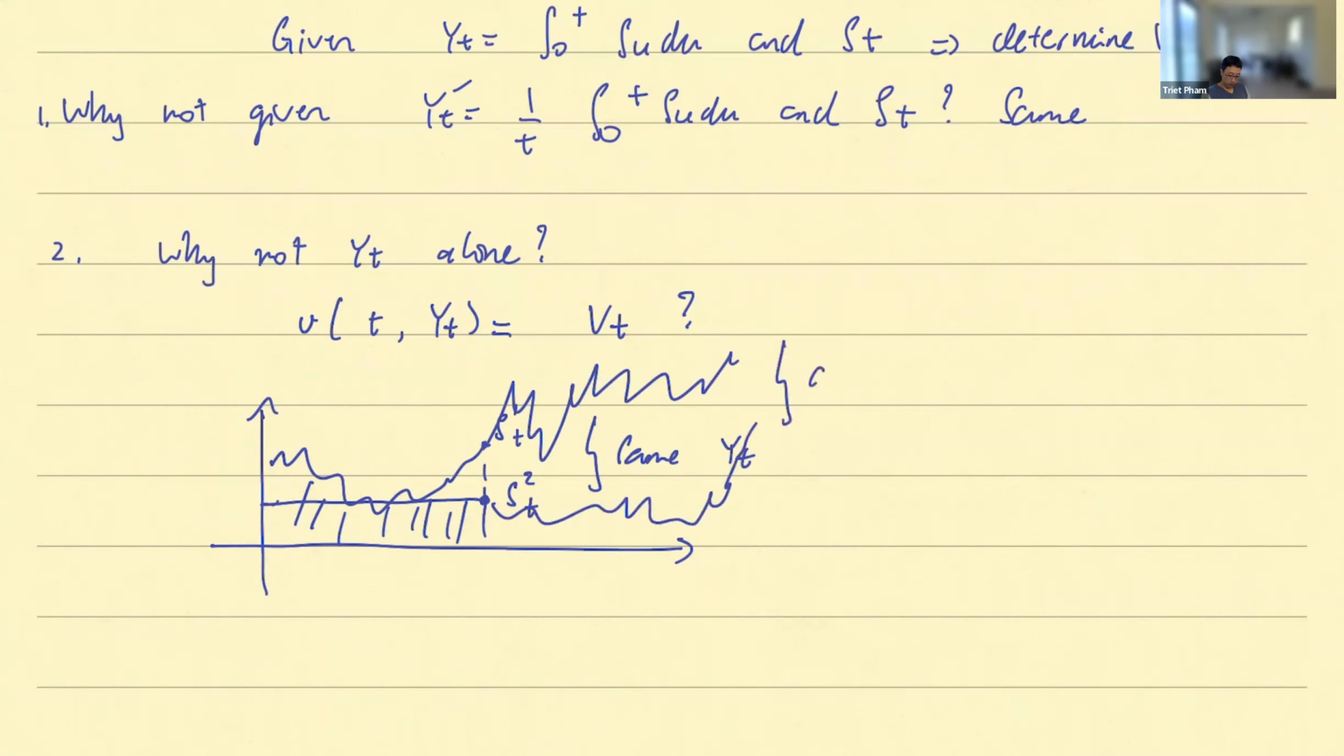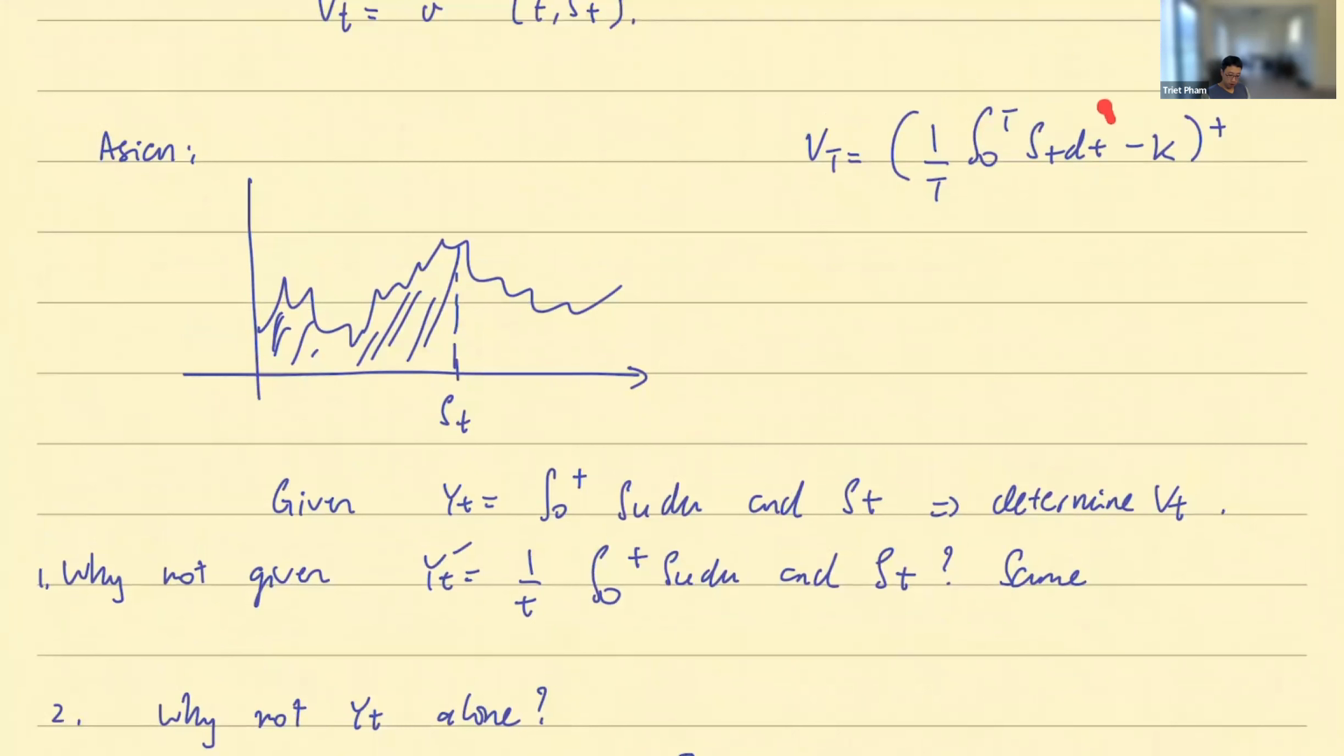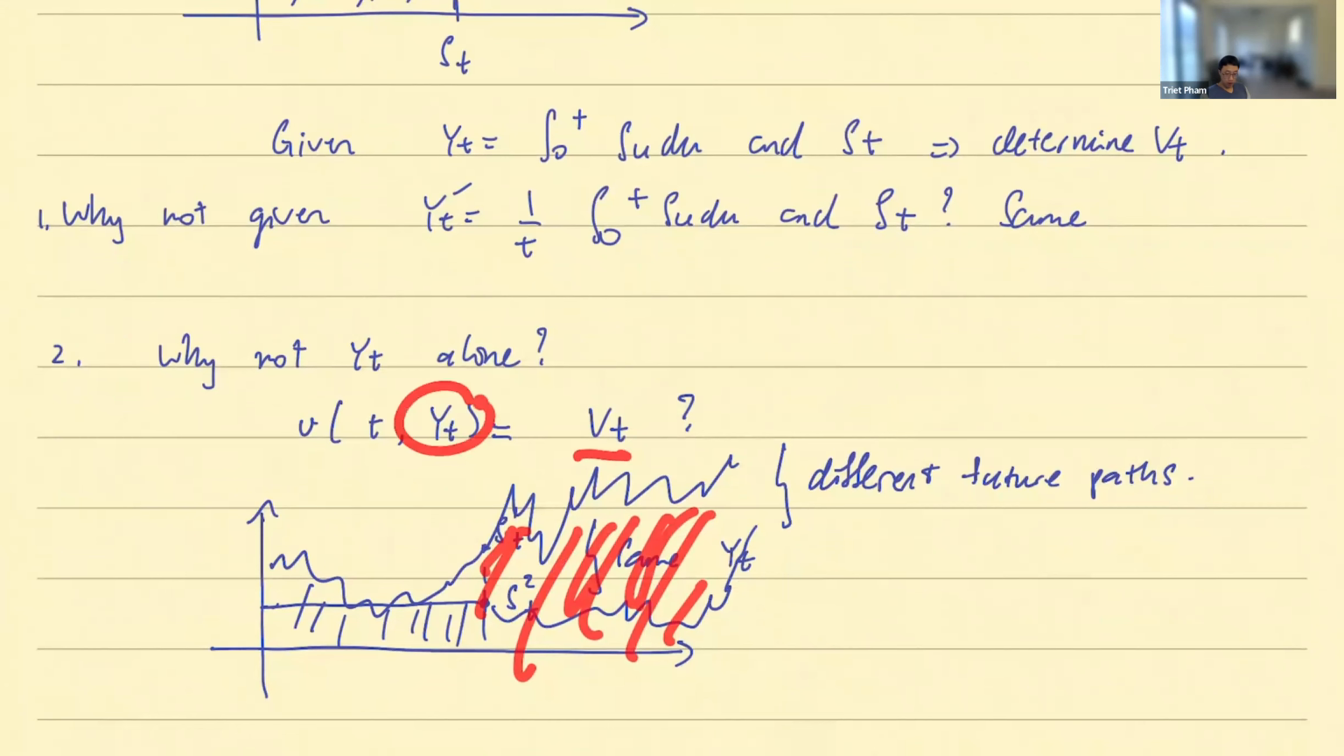Yes? So obviously, well, of course. Now, why would different future paths be problematic? Again, I think it's clear, but let's just spell it out. Different future paths are problematic because different future paths will give different future area under the curve, which will completely change the payout. Is that okay? So therefore, Y_T alone is not enough.